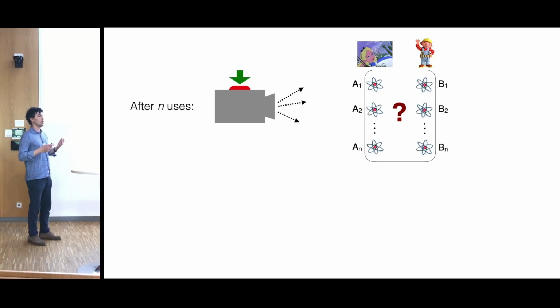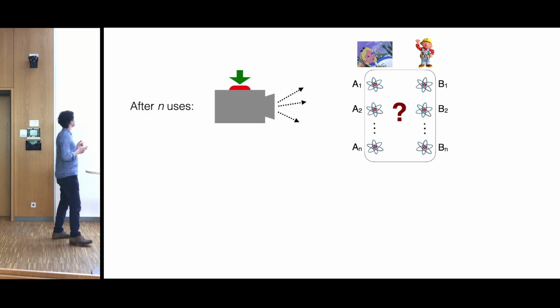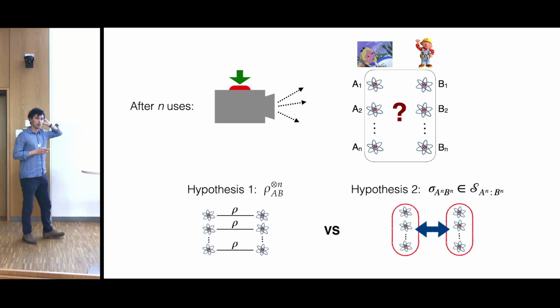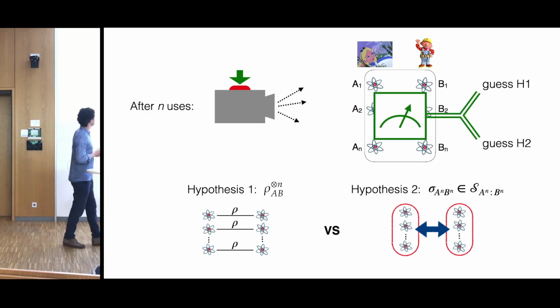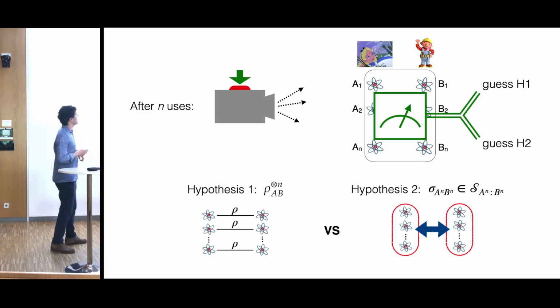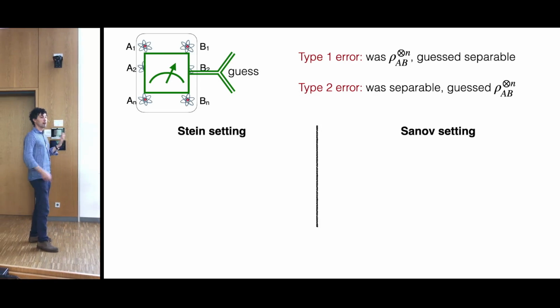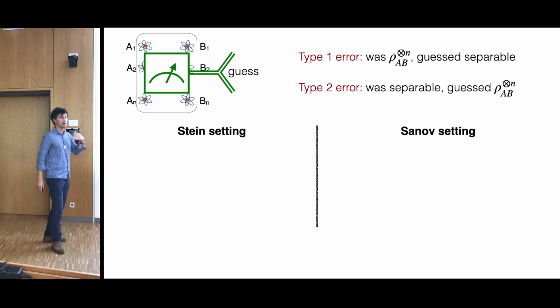You have an unknown quantum state of many Alices and many Bobs. They don't know what the global state is. It could be either rho tensor n, where rho is something that you know, or it could be a global separable state between all the Alices on one side and all the Bobs on the other. And how do you decide? Well, you make a measurement, and like every time in hypothesis testing, when you make a measurement, there are two types of error. Type 1 error, when the state was rho tensor n, but you guess separable, and type 2, when the state was separable, but you guess rho tensor n.